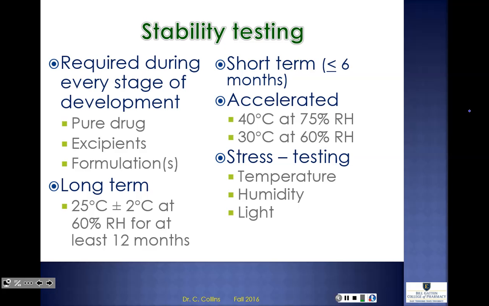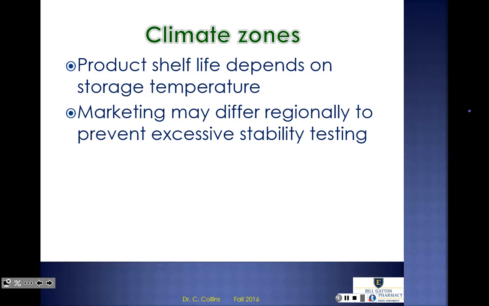So stability testing. This is one of the things that would actually be started in pre-formulation testing. Stability testing for everything: the drugs, the excipients, and the formulations. Long-term testing, 25 degrees, 60% relative humidity for at least 12 months. Short-term testing, less than 6 months, accelerated, 30 to 40 degrees at higher relative humidities. You're trying to stress it, age it faster.